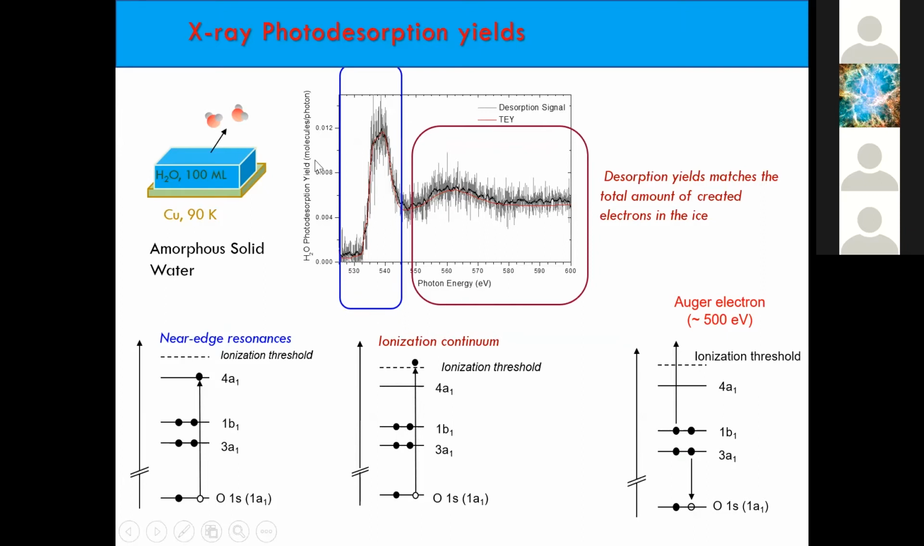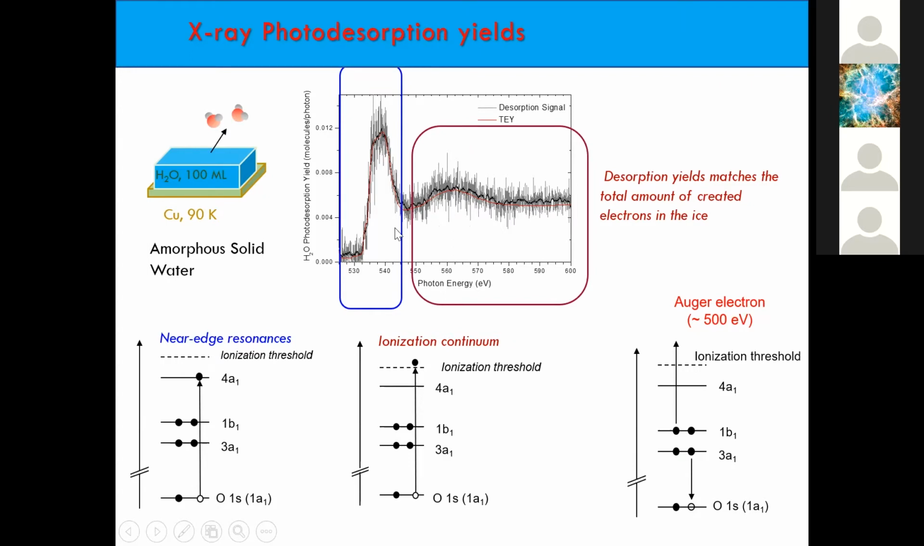So in blue, we are below the ionization of the oxygen atom, so we just excite the 1s orbital to the higher lying orbitals. And then in the red part, you see that we have an oscillation here, and then we have a constant yield, which are above ionization, so we ionize the oxygen atom.